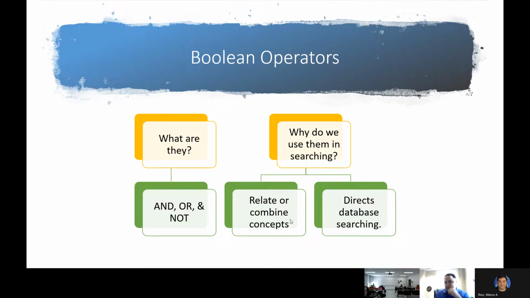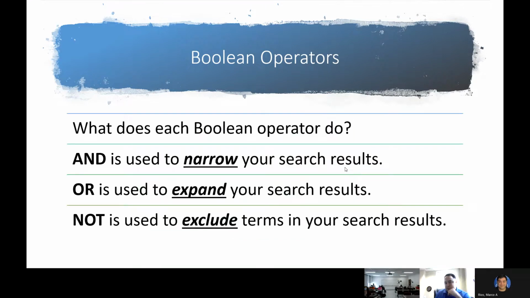Like I said, they just relate and combine your concepts, and they direct the database. Without these operators, you're not going to find what you really need. So AND is going to be used to narrow your search results. Naturally, you combine one concept with another concept and another concept. You're narrowing your actual search.